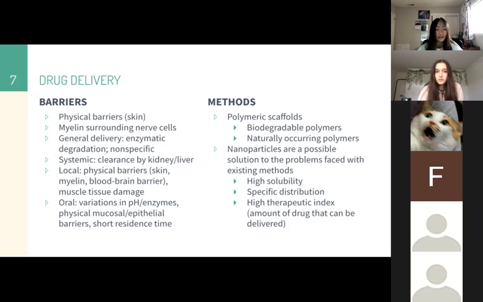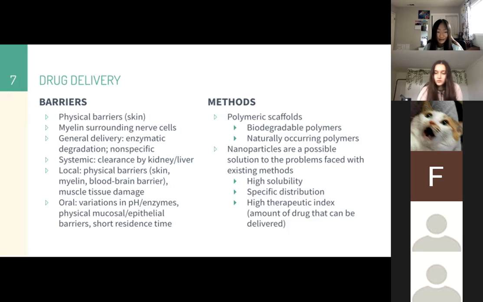And systemic barriers include clearance by the kidney or liver, because the kidney will regulate the substances that go into your body and secrete the substances that are possibly dangerous. And the liver also does a similar thing. And it will most likely secrete the drugs that you want in your body. And local barriers include physical barriers, as mentioned before, and myelin and the blood-brain barrier. And muscle tissue damage is also a local barrier because your muscles might be damaged from the drugs.